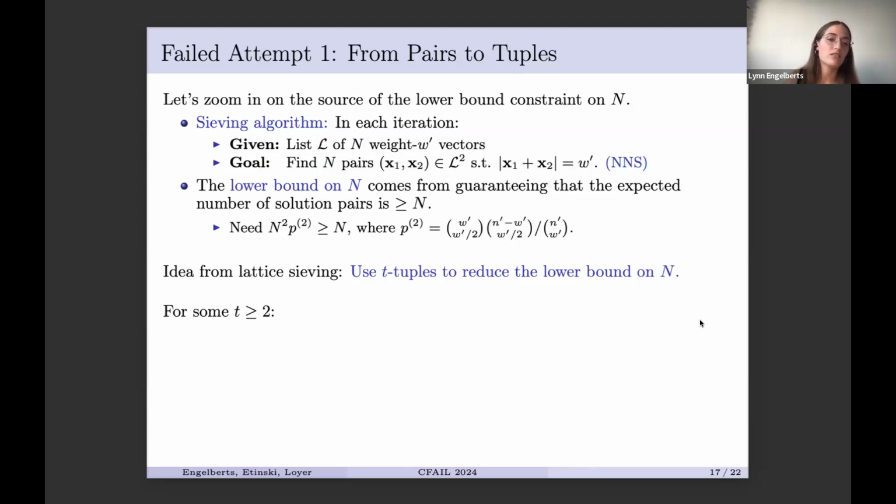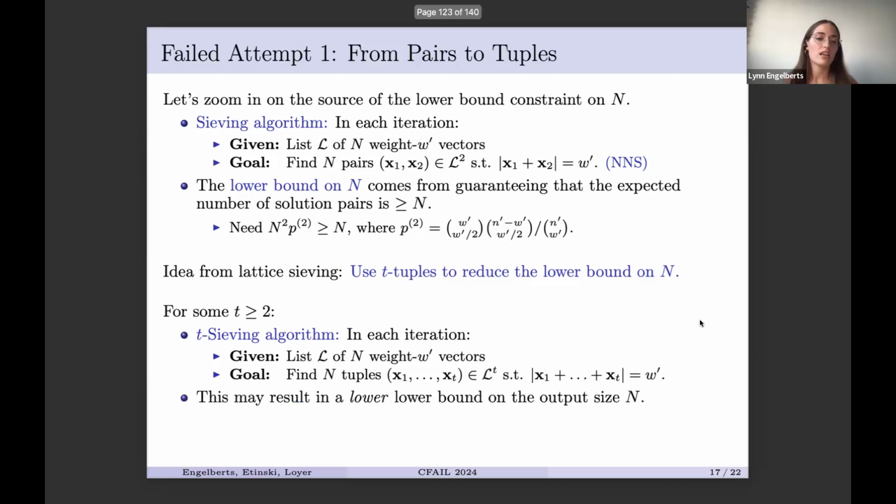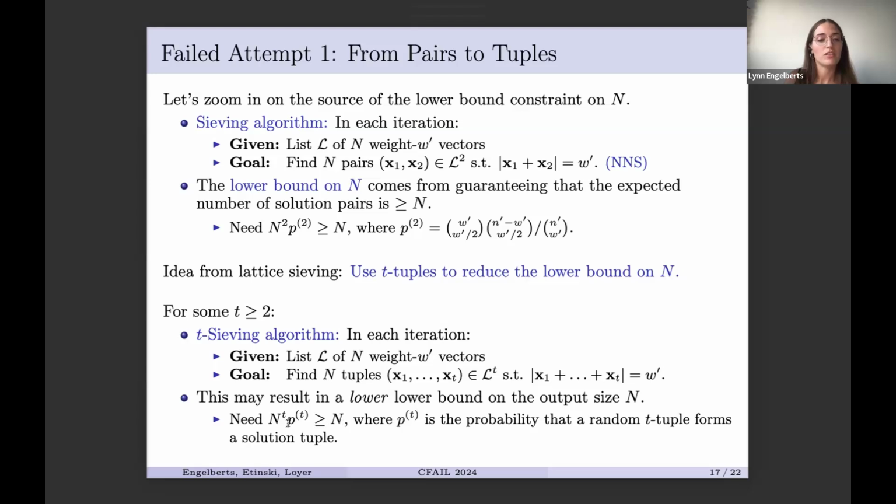So consider some t at least 2 and define the following t-sieving algorithm, which in each iteration, again, is given a list of capital N vectors, but now aims to find capital N tuples whose sum has weight W prime. And then we may get a lower bound on this output size capital N, because namely now we want N to the power t times some probability to be at least N. And this probability is now the probability that a random t-tuple forms a solution tuple. And this hopefully results in a lower bound.